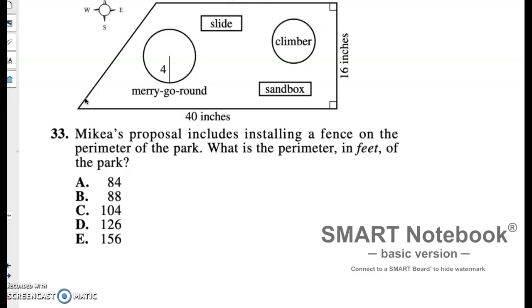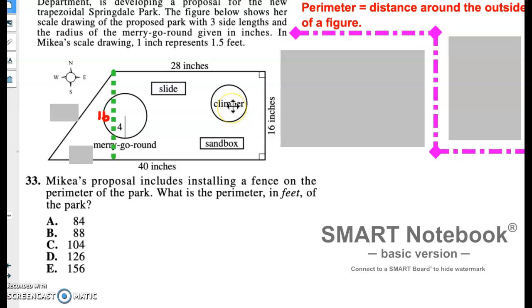So the question says Micah's proposal includes installing a fence on the perimeter of the park. What is the perimeter in feet of the park? So we know that perimeter is the distance around the outside of a figure.